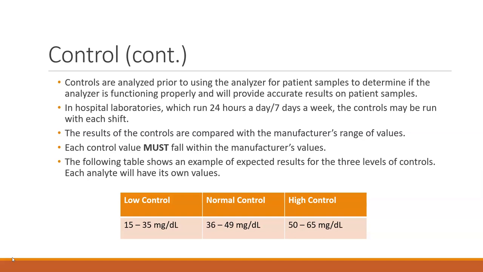So the following table shows an example of expected results for the 3 levels of controls. And each analyte will have its own value. So we'll have protein, glucose, bilirubin, etc. Every analyte will be tested and have its own range.